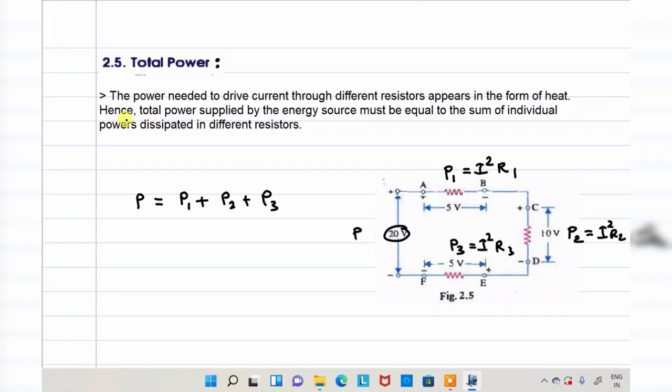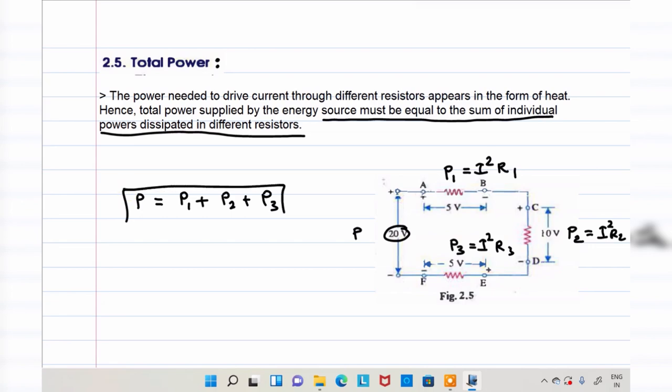The total power supplied by the energy source must be equal to the sum of the individual power dissipated in the resistors. That's what here: total power P is equal to P1 plus P2 plus P3 and so on. So this is one of the important points you need to remember.